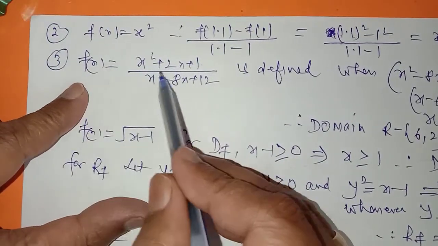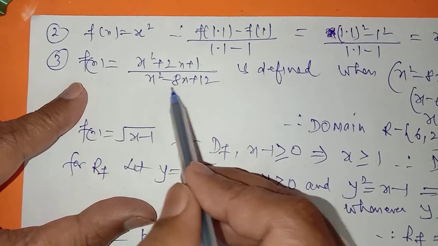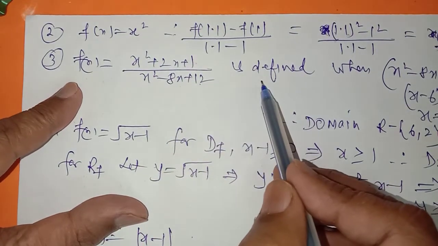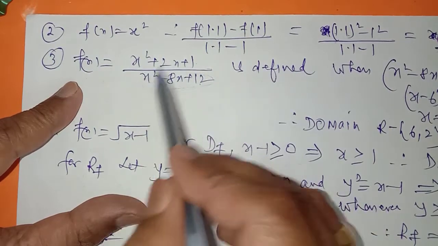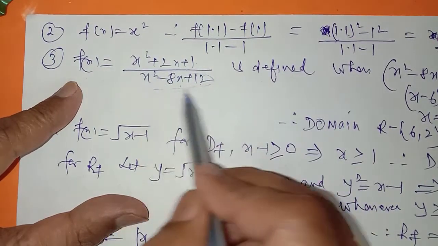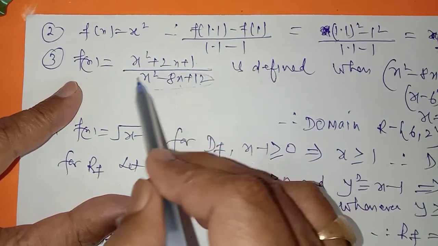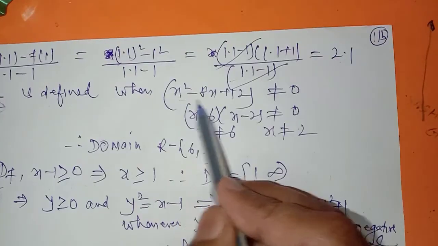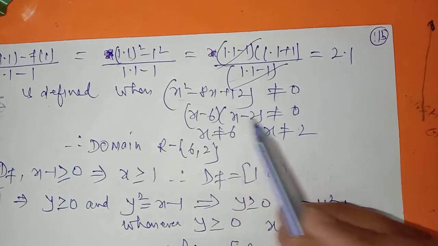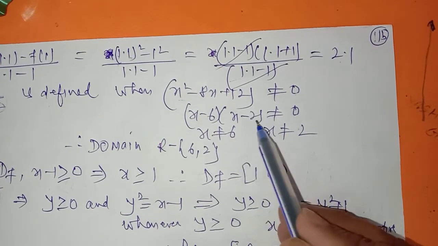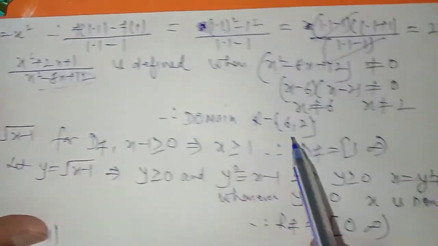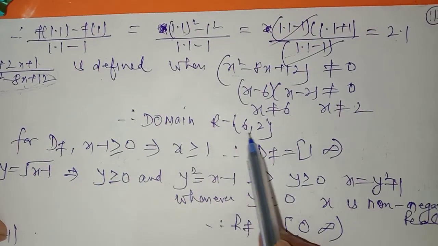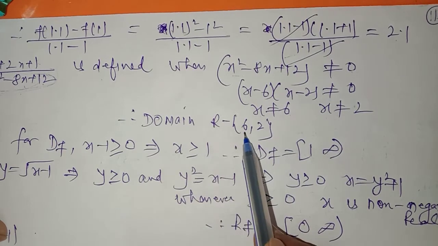Now f(x) is given as x square plus 2x plus 1 upon x square minus 8x plus 12. You have to find the domain of this function. Now this is defined only when the denominator is not equal to 0. In a fraction, the denominator should not be equal to 0. So for the domain, this should not be equal to 0. So I put this not equal to 0. Factorize it. The value of x is not equal to 6 and not equal to 2. So the domain of this function is all real numbers except 6 and 2. This is the method to write it.